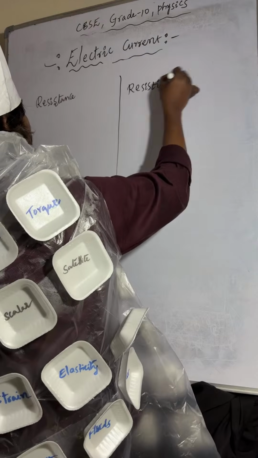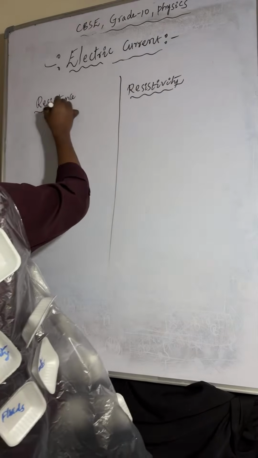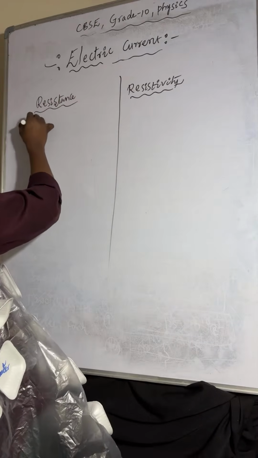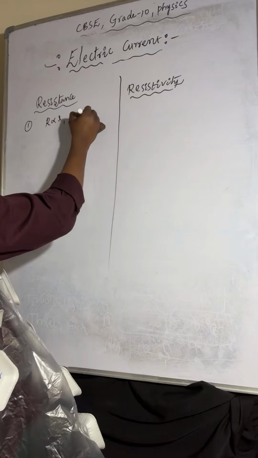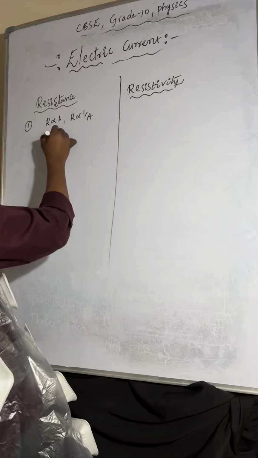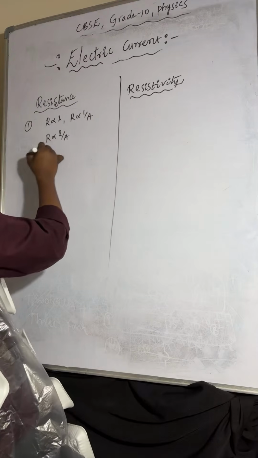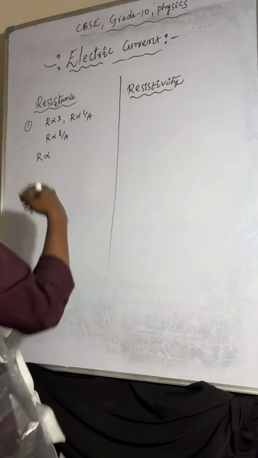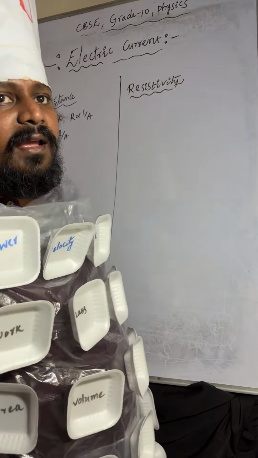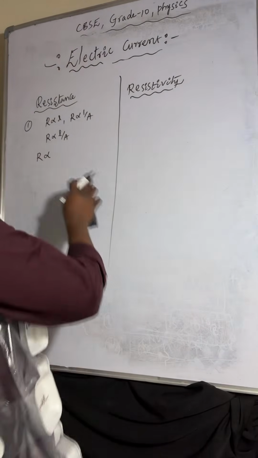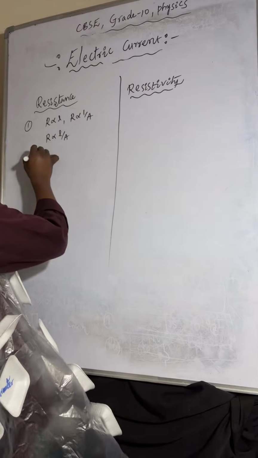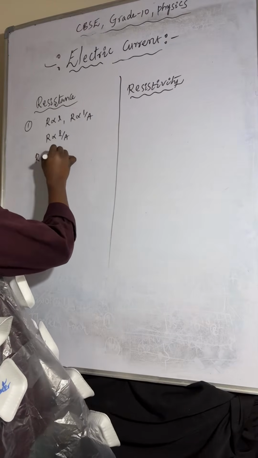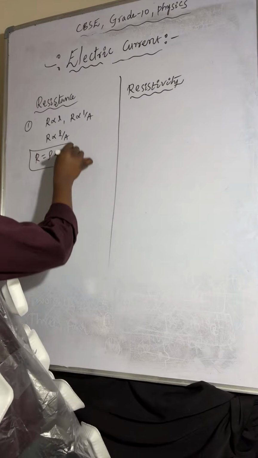Let's start with resistivity. Point number 1: R is directly proportional to the length of the conductor. R is inversely proportional to the area of cross section. R is directly proportional to L by A. So R equals rho into L by A.